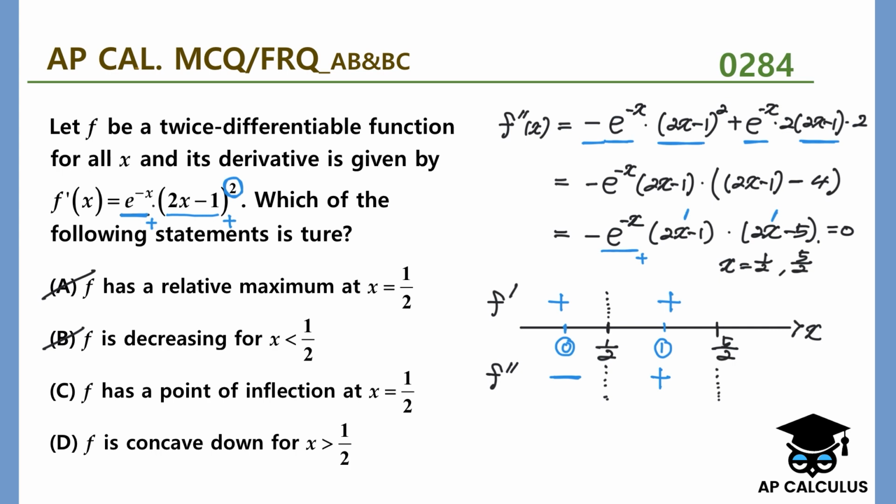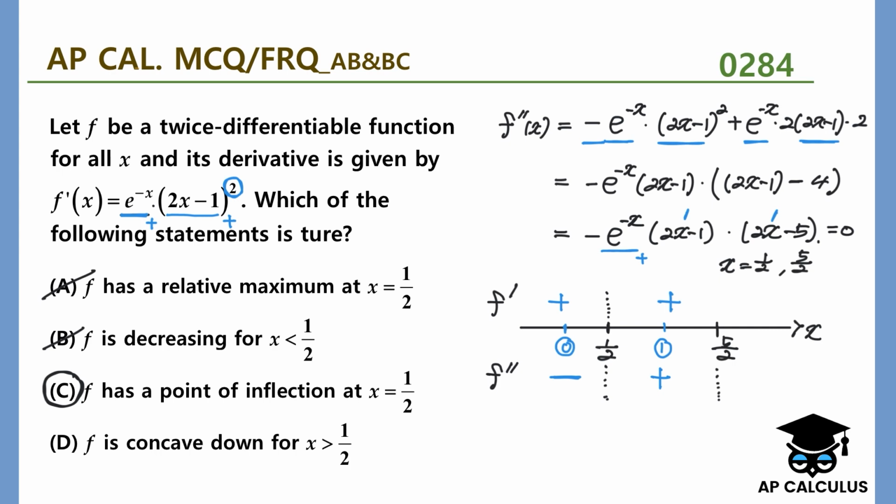C: f has a point of inflection at x equal to 1/2. When does f have a point of inflection? Where f double prime changes its sign from positive to negative or negative to positive, right? Here, f double prime changes sign from negative to positive at x equal to 1/2, right? So we do have a point of inflection at x equal to 1/2. So C is true. That's the answer.